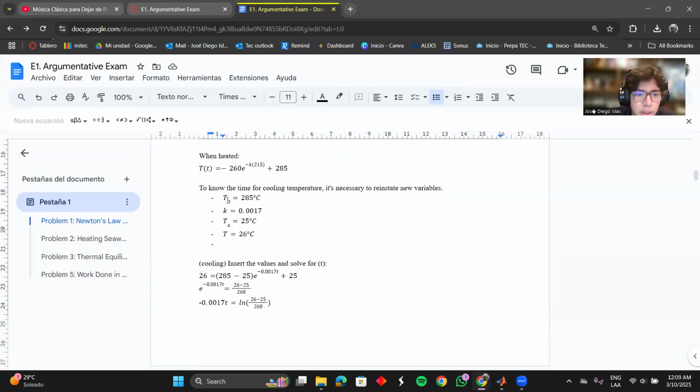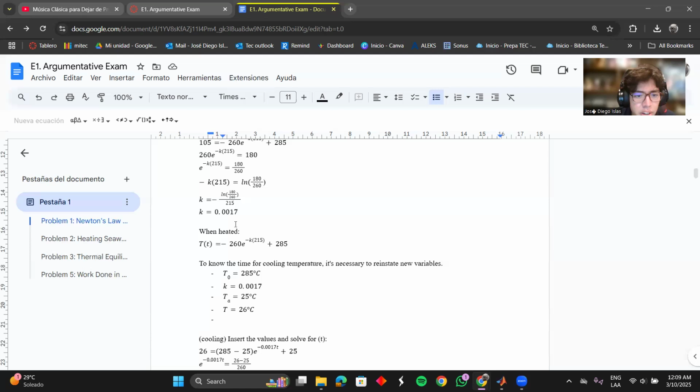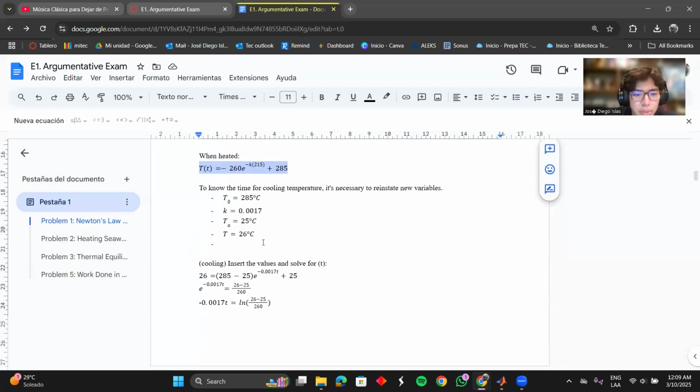So we solve for k. This is the value of k we obtain, and we plug in the value, and this is the final formula we obtain. The problem also says that after the object is heated, it's taken out of the oven to a lower temperature, so now it's cooling, right? So we now have other values, and we have to obtain the value of time to know at which time it's going to reach the temperature of 26 degrees.